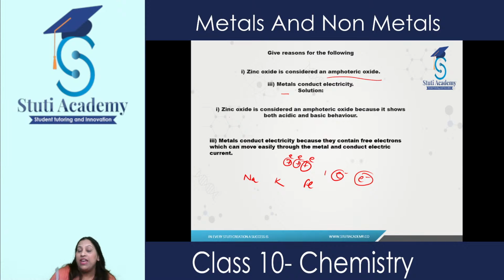So when we increase temperature, these positive charged particles start vibrating. When they start vibrating, they act like an obstacle or hindrance which does not allow these electrons to move. As a result, the rate of electrical conductivity decreases. Okay. So why do metals conduct electricity? Due to the presence of these free electrons only.